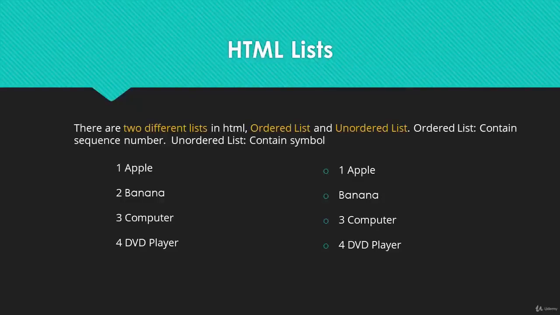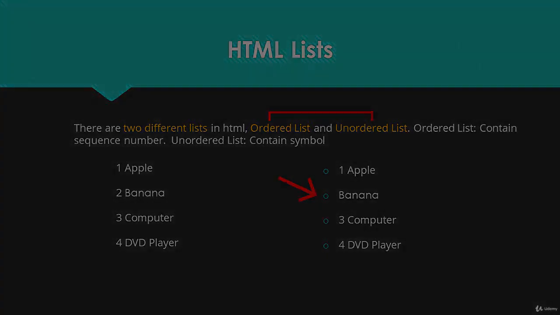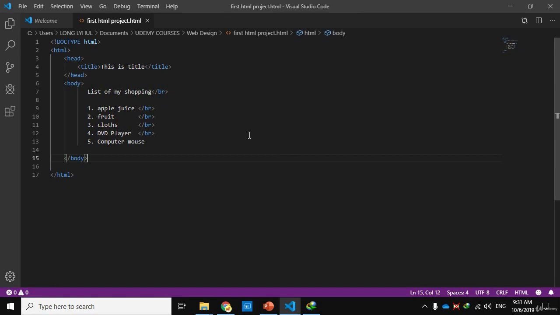There are two types of lists in HTML, ordered list and unordered list. An ordered list has a sequence like 1, 2, 3, 4, etc. in front of the list name, whereas an unordered list has symbols instead. If you want to have a list like this, you can manually write 1 apple juice, 2 fruit, and 3 clothes, and so on. Anyway, in HTML, you can use an ordered list, where you don't need to insert the numbers like above, and it will generate the numbers for you.